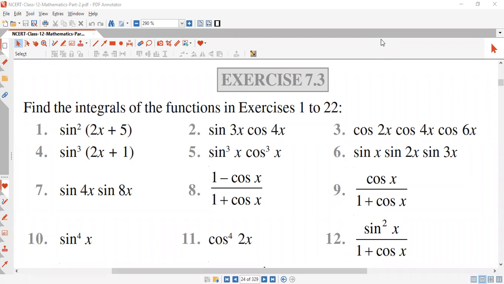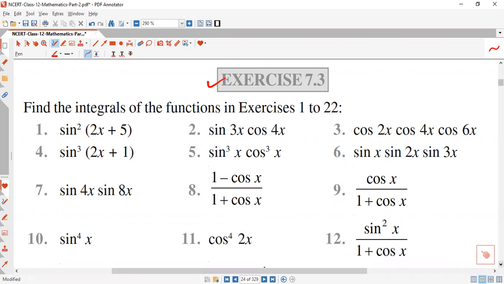Today we are learning Integrals, Chapter 7, Exercise 7.3. We will start with question number 1 of this exercise. This exercise is based on trigonometry, where we will use trigonometric formulas to get the answers. Find the integrals of the functions in exercises 1 to 22. In all the questions we have to find the integrals of the functions.